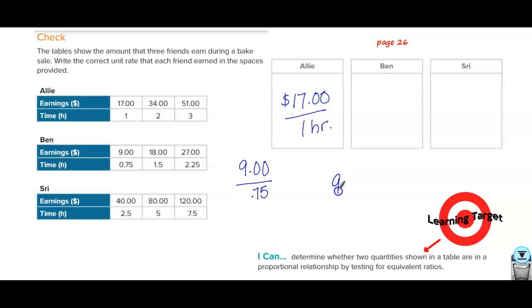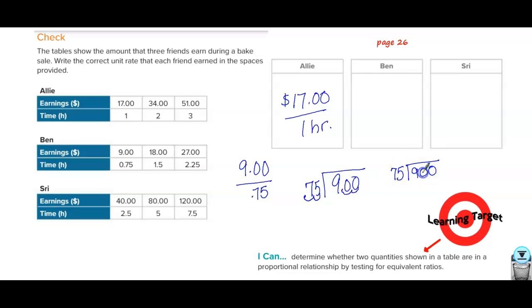If we had $9 being divided by 0.75, if you remember from 6th grade, you're not allowed to have a decimal in the number that's outside here. So in order to fix that, you would move this decimal 2 places to the right. Likewise, you have to move this one 2 places to the right. So the real problem we're dividing is 900 divided by 75.